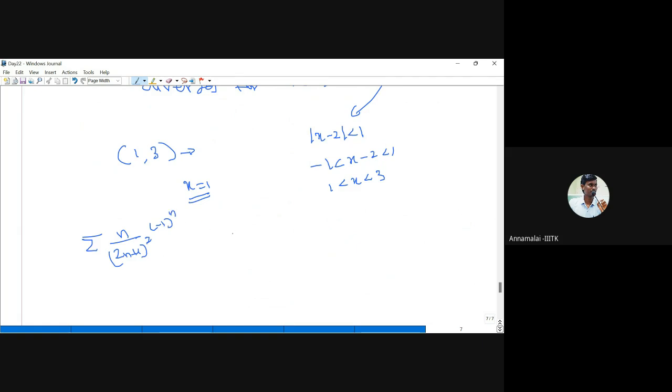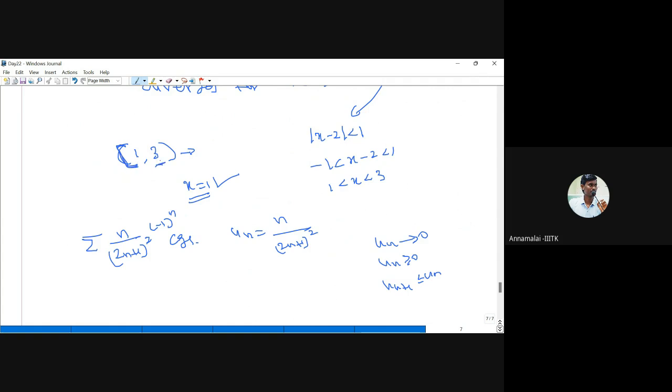This is an alternating series. What is our u_n? u_n is n by (2n+1) whole square. You can easily check that as n goes to infinity, u_n goes to 0. And the u_n are positive. Next thing is you have to check that it is a decreasing sequence. So this u_n satisfies these three conditions. Therefore, by the alternating series test, this converges. So for x equal to 1, this series converges. Therefore, now we have to include this x equal to 1.